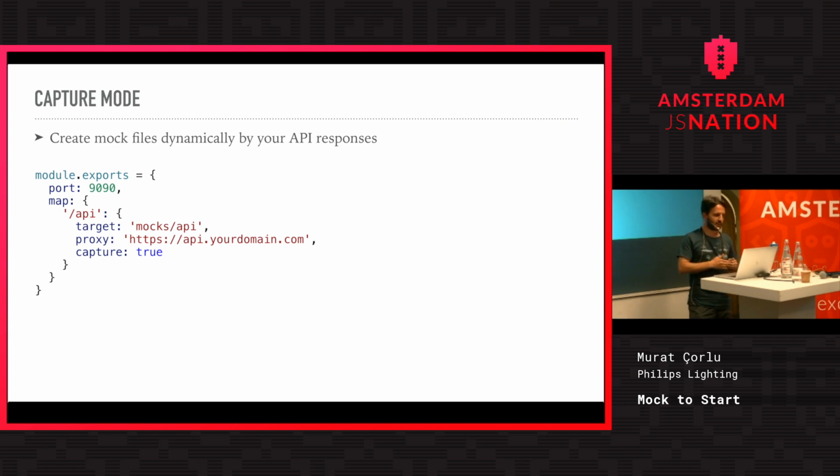Capture mode is another powerful feature of Mockit. With this mode, you can easily create your mock files from your real API responses. After you enable capture mode with a proxy definition, if you make a request that doesn't already have a mock definition, the response of your proxy request will be written to the file system as a mock file. That's a very cool thing.